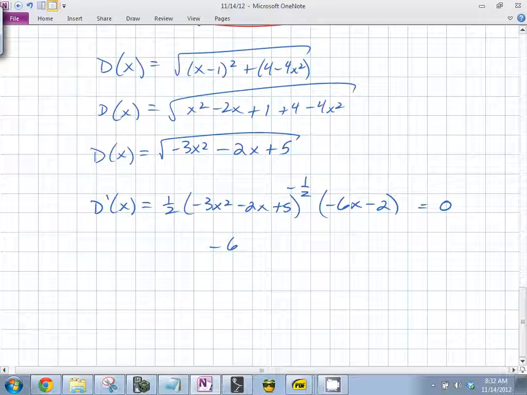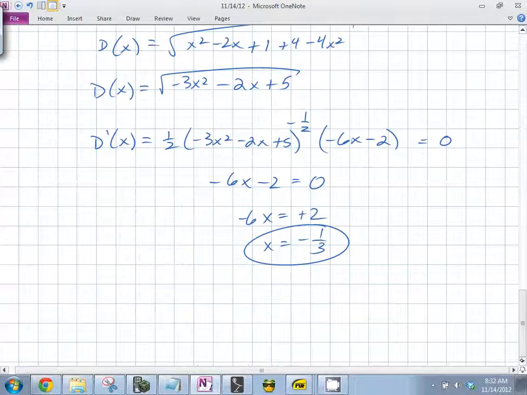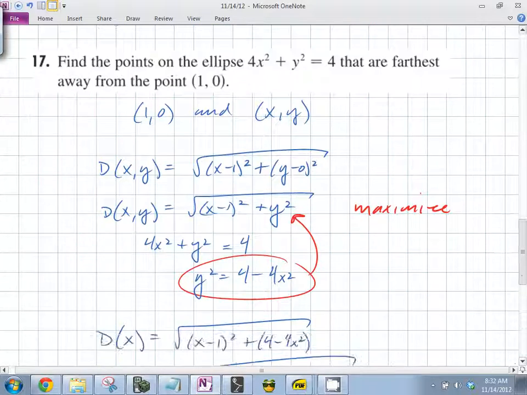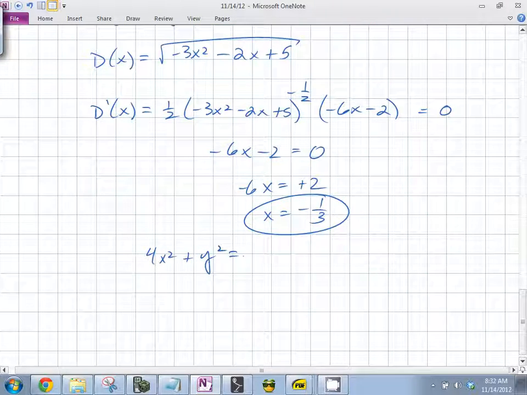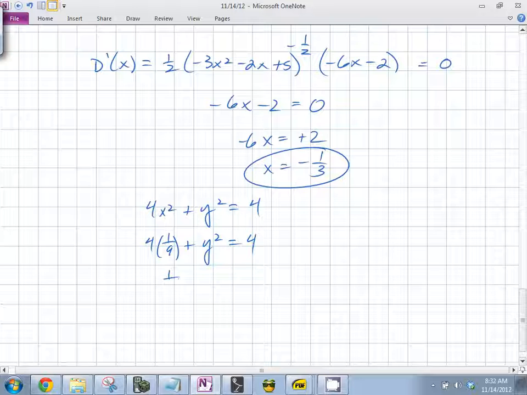So negative 6x is equal to positive 2. So x is equal to negative 1/3. So if x is equal to negative 1/3, how do you figure out what the other point is? Yeah, you know that 4x squared plus y squared is going to be equal to what? 4. x is equal to negative 1/3. So 4 times 1/9 plus y squared is equal to 4. You know that. So y squared is going to be equal to what?